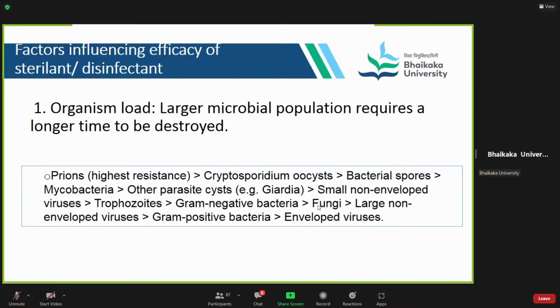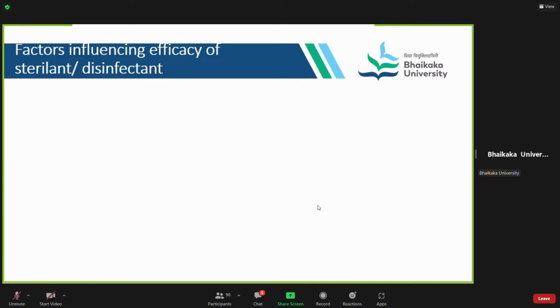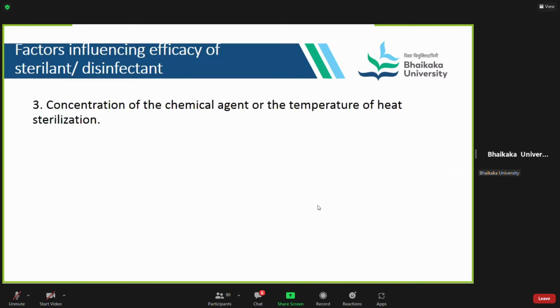So microbial load on a particular article or a surface is going to determine whether it is going to be easy to disinfect or sterilize, or it is going to be difficult. And nature of organisms you already have seen. Then some other factors which influence the ability of an article or instrument to get sterilized is the chemical agent and the temperature that you are exposing them to.